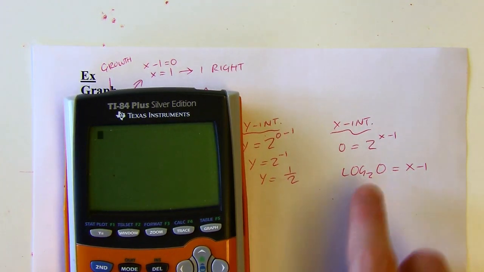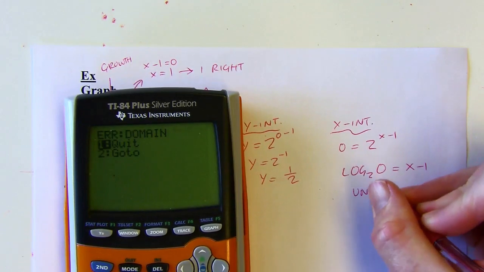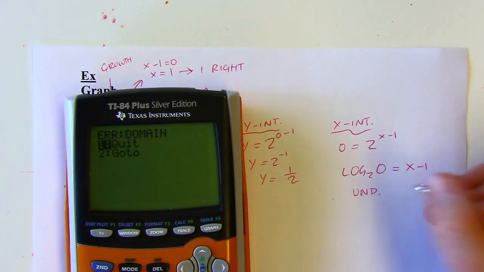So this would be log of 0 over log of 2. Oops, forgot to divide over log of 2. And I get this error because this doesn't exist, okay? This is undefined. So x doesn't equal anything.